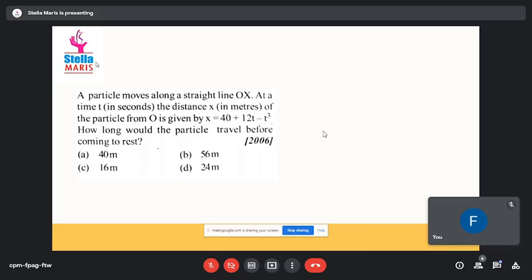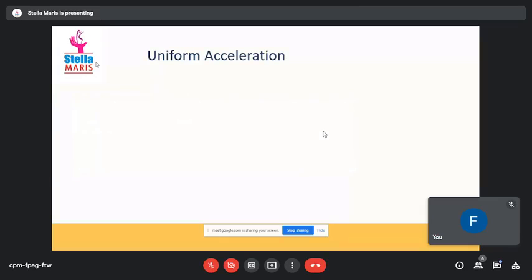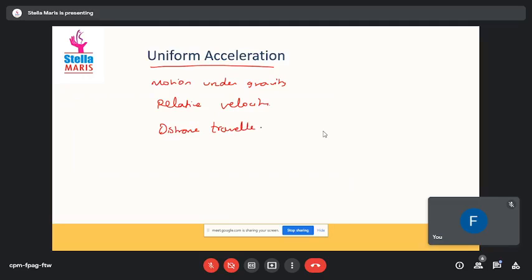So a new topic. So what are the topics left to complete motion in one dimension, or motion in a straight line? You have uniform acceleration, and we have motion under gravity, and we have relative velocity. And importantly, we have distance traveled in nth second. So we have 4 topics left to cover, for CBSE and NEET and JEE portions also. Today we'll try to complete uniform acceleration. After that we'll have only 3 topics left.